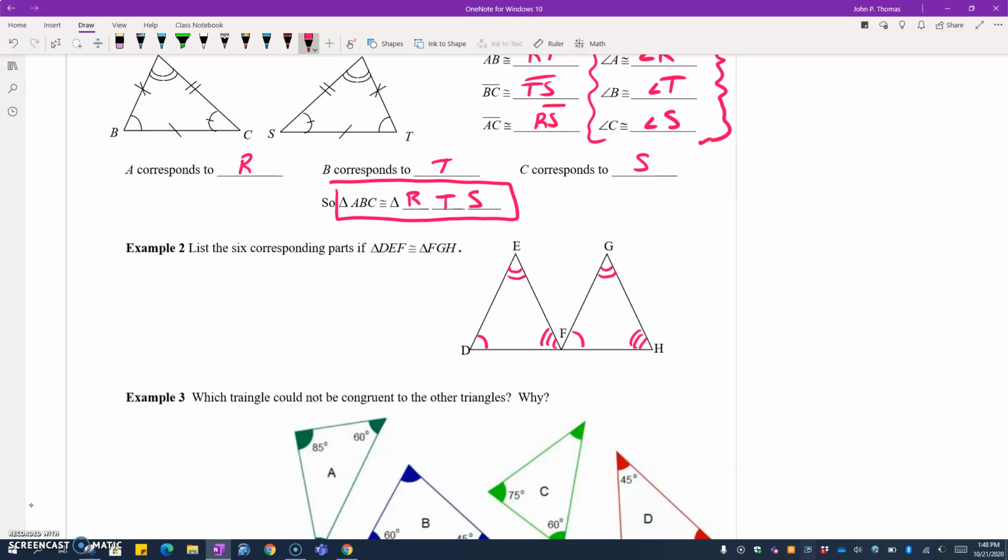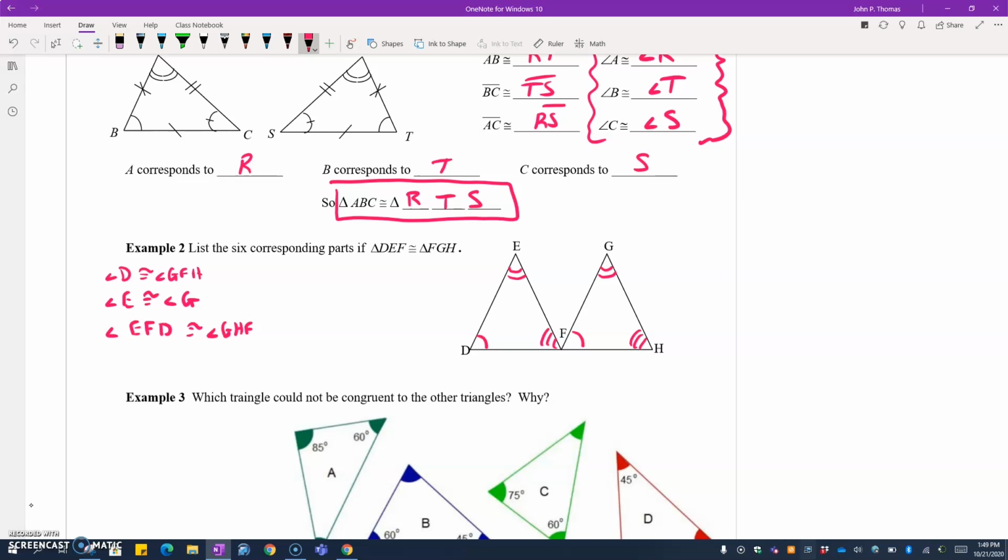Now at this point, I really have my angle congruence. Angle D is congruent to angle GFH. I need 3 letters because there are a lot of angles there. Angle E is congruent to angle G. And angle EFD is congruent to angle GHF. So now I've got my angle congruence.